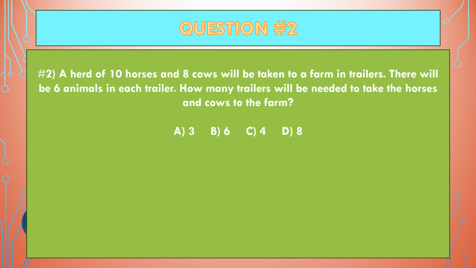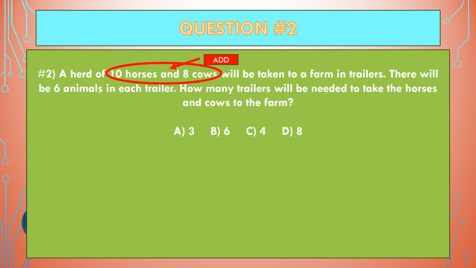All right, let's take a look at question 2. A herd of 10 horses and 8 cows will be taken to a farm in trailers. So I have 10 horses and 8 cows. When I see that, that means I need to combine those, because those are the animals that are going to be taken to the farm. And I have a keyword here of "and." So that means I need to add.